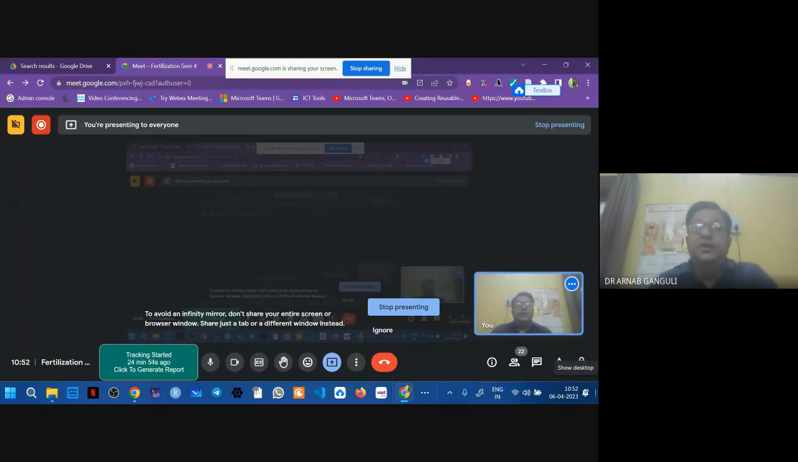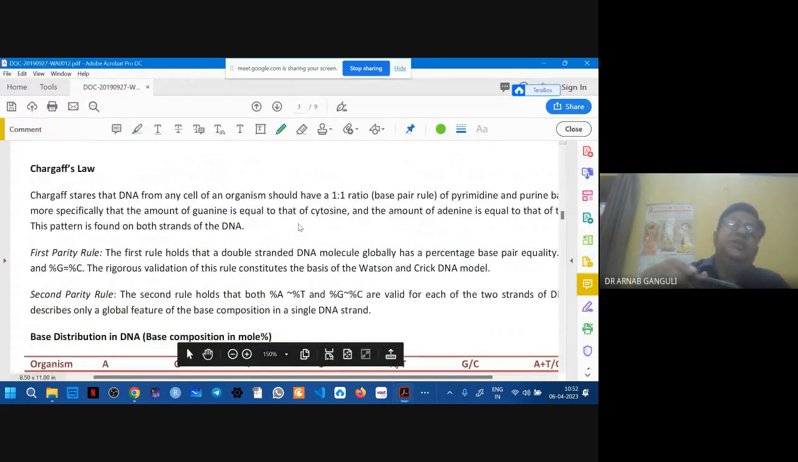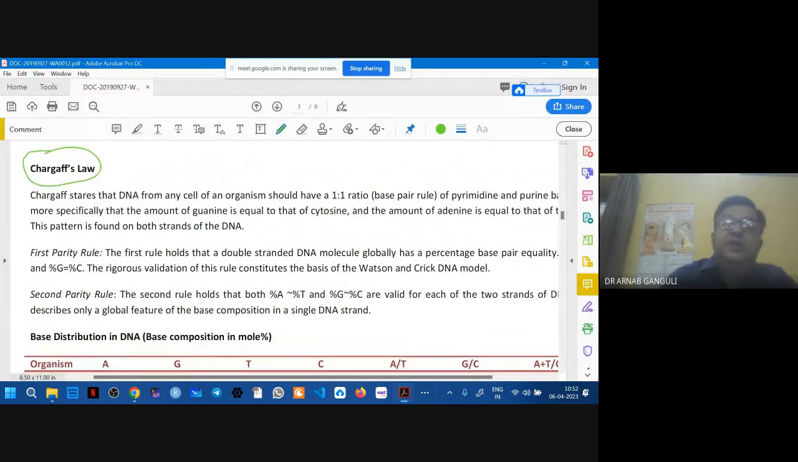Okay. So now we come to the next law, which is Chargaff's law. Erwin Chargaff found that DNA from any cell of an organism should have a 1:1 ratio of pyrimidine and purine bases. More specifically, the amount of G should be equal to the amount of C. That is, opposite G there will be C, so as much guanine as there is, there should be that much cytosine.